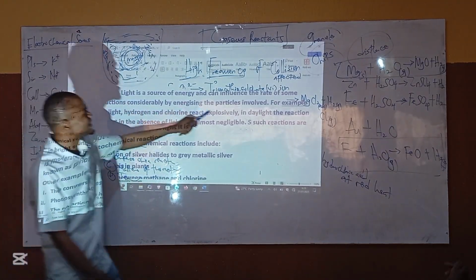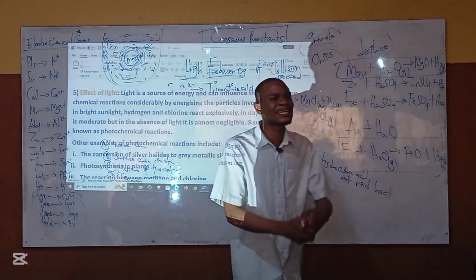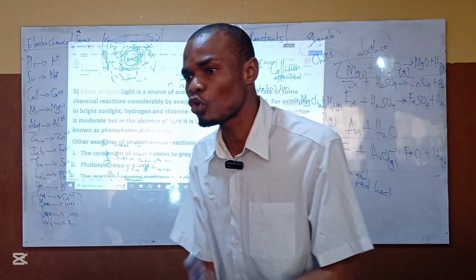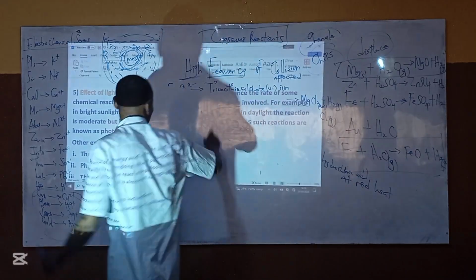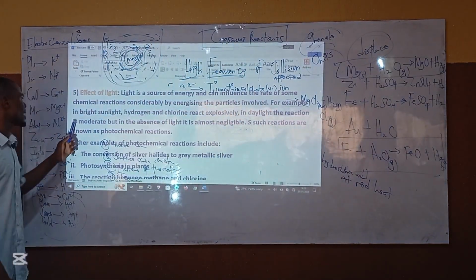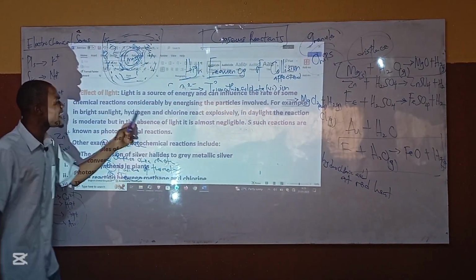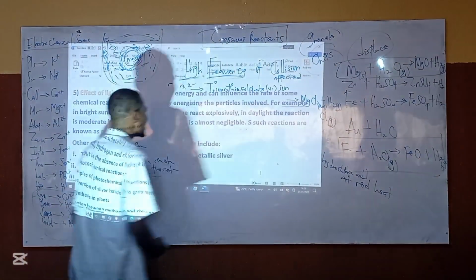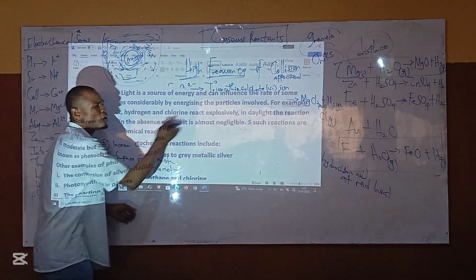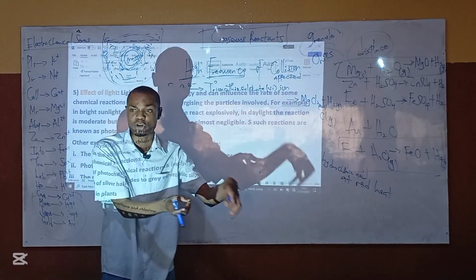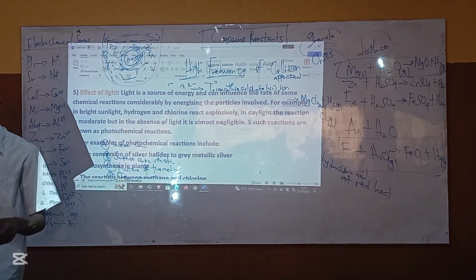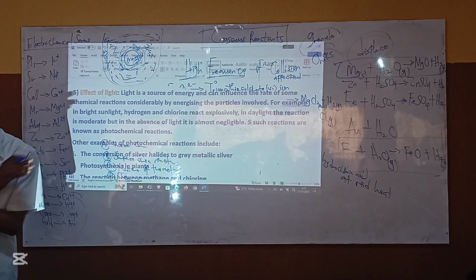Considerably by energizing the particles involved. Energy can neither be created nor destroyed, but it can be converted from one form to another. So now, by energizing the particles involved, for example, in bright sunlight, hydrogen and chlorine react explosively. Boom! Under pressure, when you increase their pressure, the reaction rate will double.